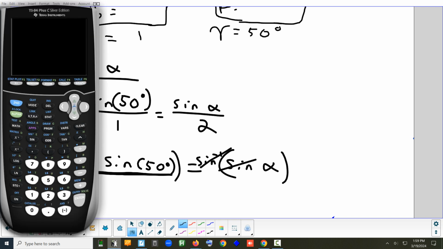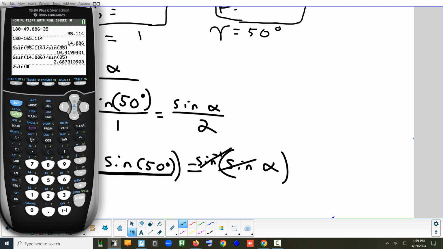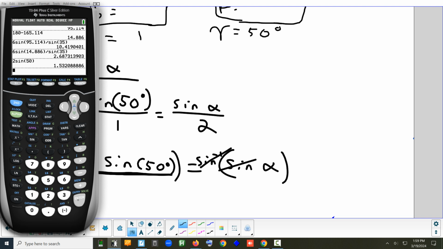So if you type in 2 sine 50, is that between negative 1 and 1? No, it's 1.53. So what you're basically saying now is if you put a line at 1.53 and you draw the sine function, you're asking where the two cross. That's the answer to this question. Yeah, they don't cross.